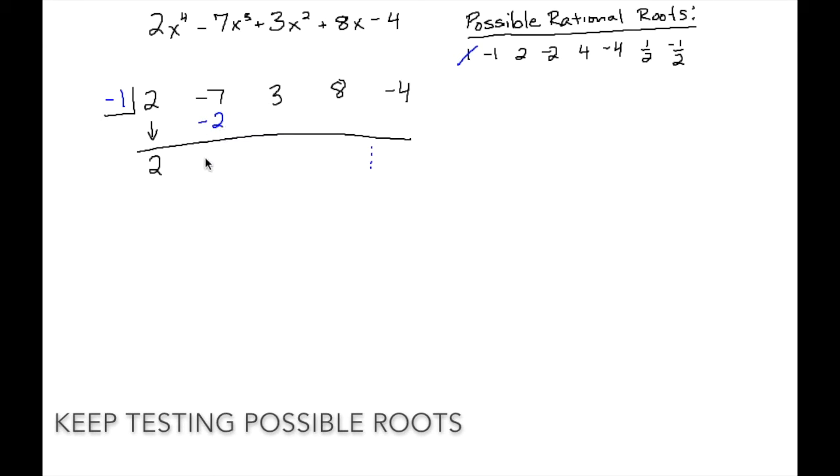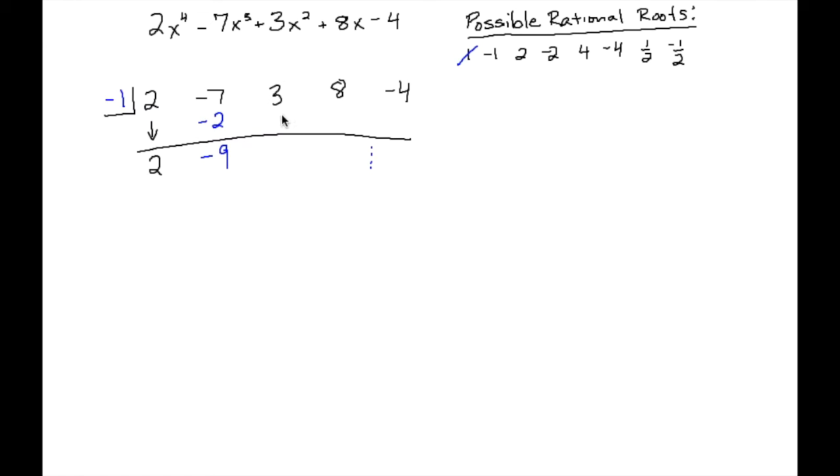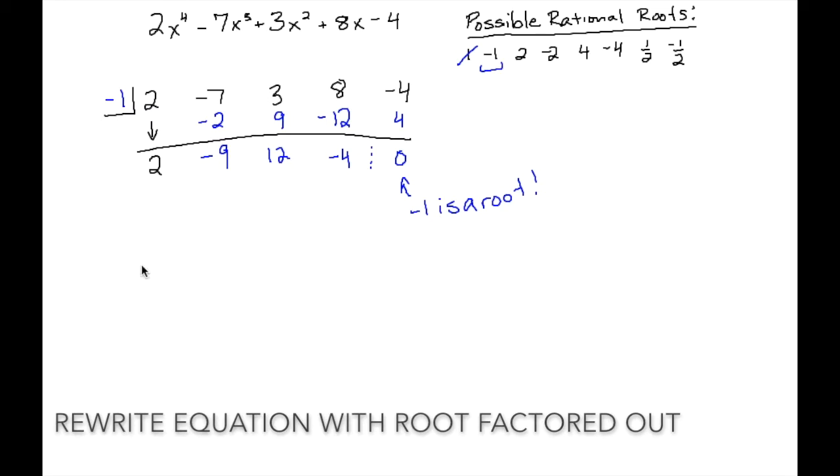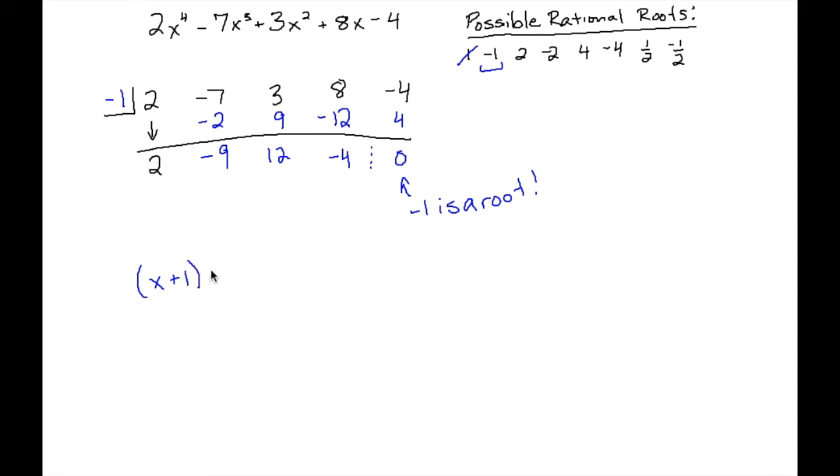So test the next one, -1. Again, standard synthetic division. And this time you got a 0, which means -1 is a root of the polynomial. So you can rewrite the polynomial slightly factored using the result from the synthetic division to find the rest of the polynomial. The factor is x plus 1 when the root is -1.